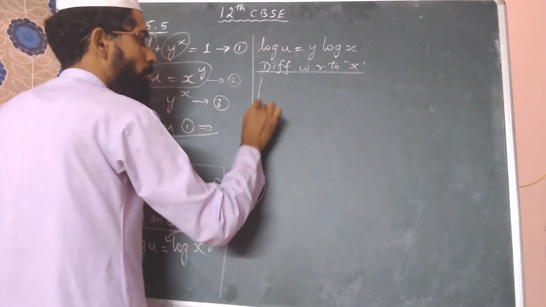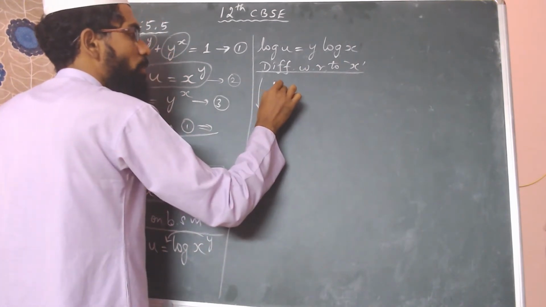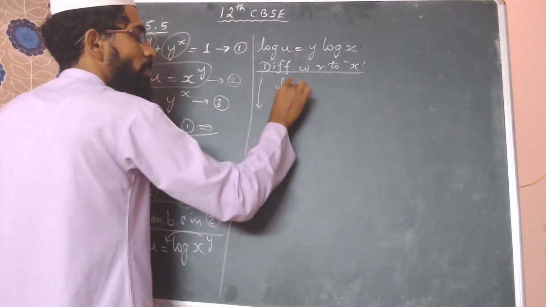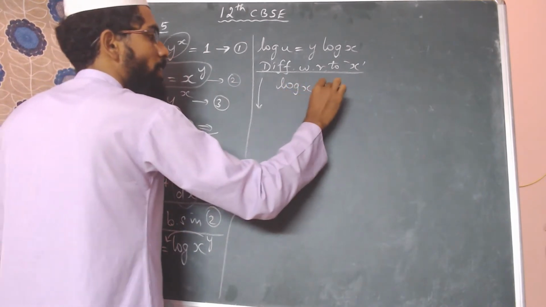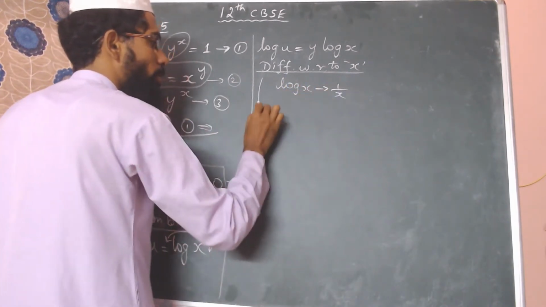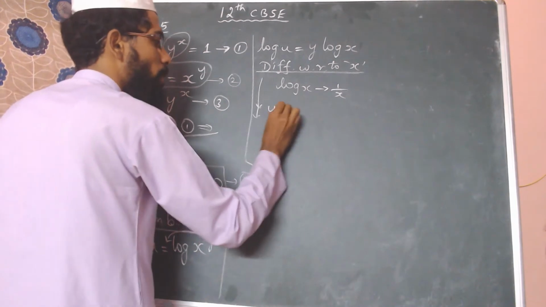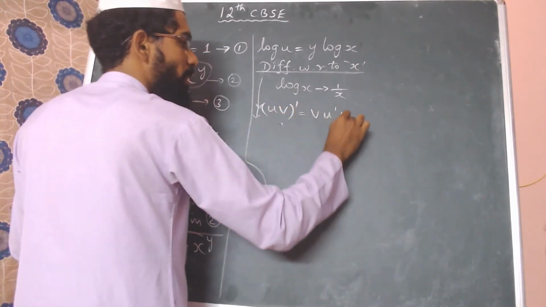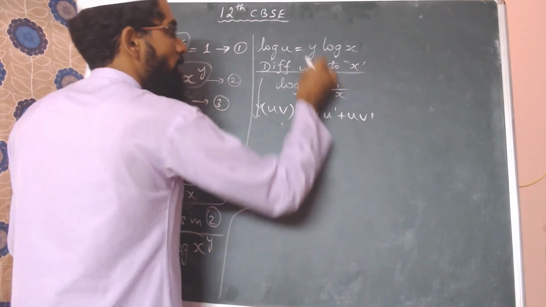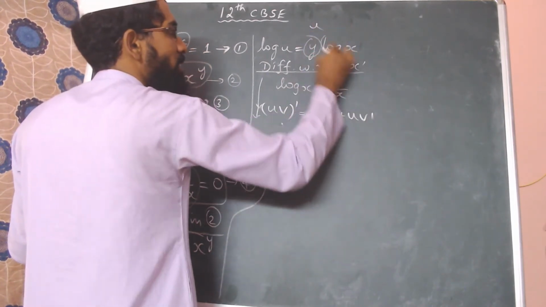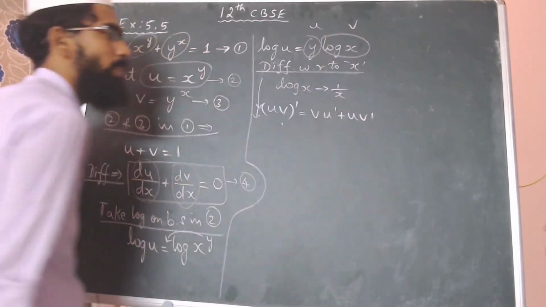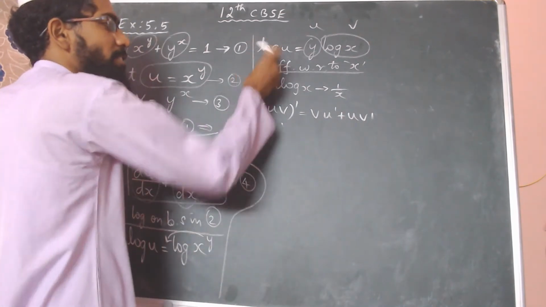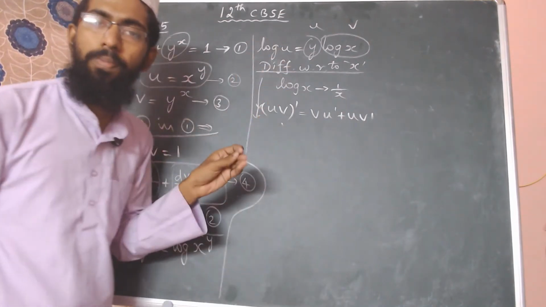What formula am I going to use here? The derivative of log x is 1 by x, and I am going to use the uv formula over here. The uv formula: uv the whole dash equals vu dash plus uv dash. So this is my u on the right hand side and this is my v. Here it is the product rule. Okay. So on the left hand side, if I differentiate, log x derivative is what?